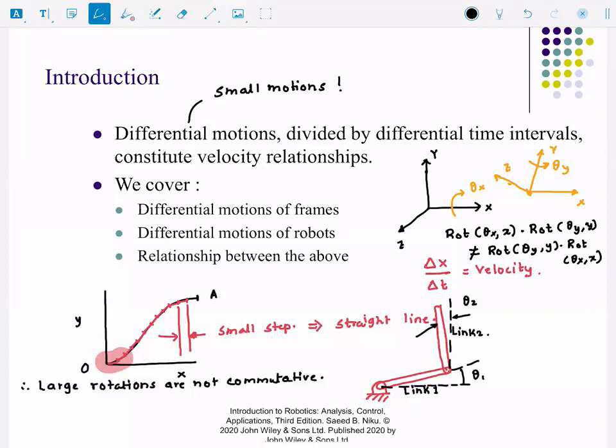So one way to look at it is, even though these large rotations are not commutative, the teeny tiny rotations are. Which means if you rotate by a teeny tiny amount around x, and then you rotate by a teeny tiny amount around y, and if you change the sequence, so for example, now I rotate by a teeny tiny amount around y and then a teeny tiny amount around x, surprisingly the answer is the same. So what it means is the large rotations are not commutative, but the small rotations are. And that's what we are going to discuss in this chapter: the difference between large rotations and small rotations.